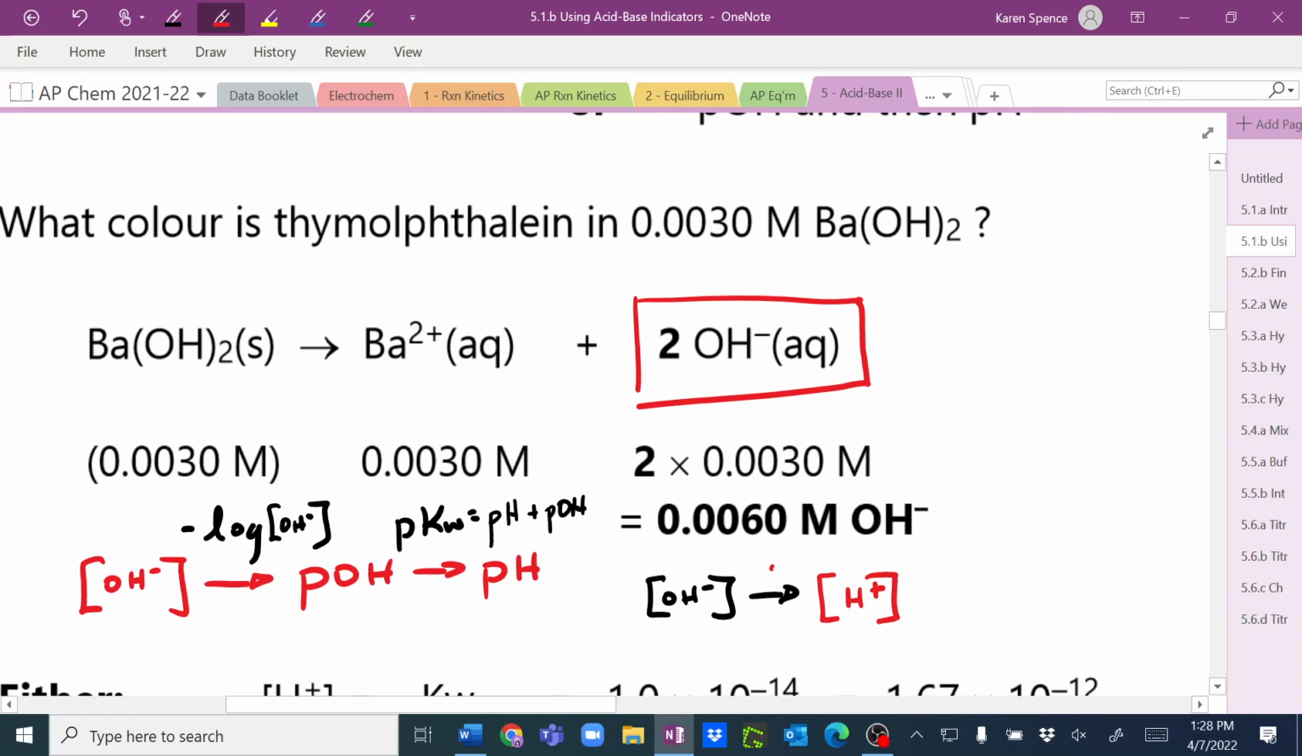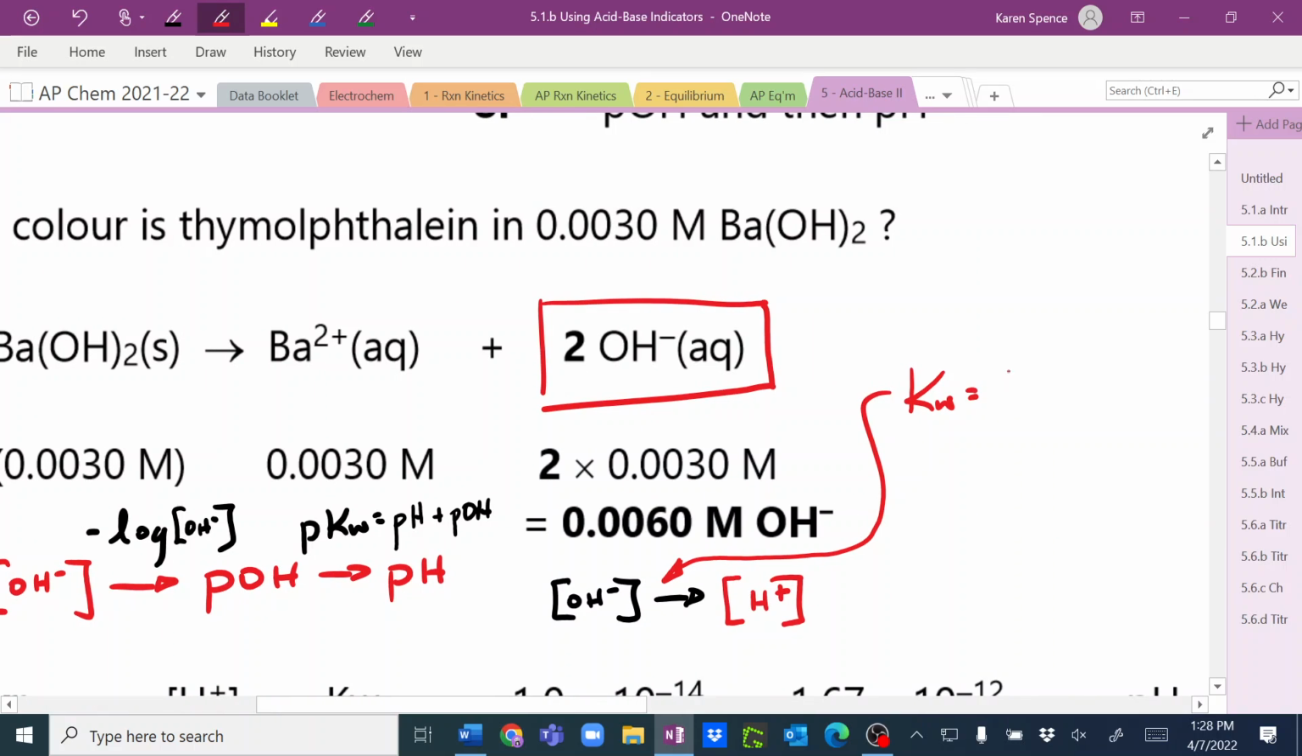How do we convert from hydroxide to hydrogen? What do we use? Kw. And what is Kw equal to? Yeah, it's equal to 1.0 times 10 to the negative 14, but what is it equal to in terms of formula? H plus times OH minus, yes. See how we're reviewing for our unit 4 test as we're working through this one?